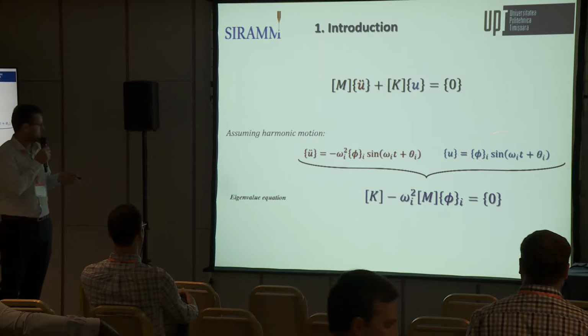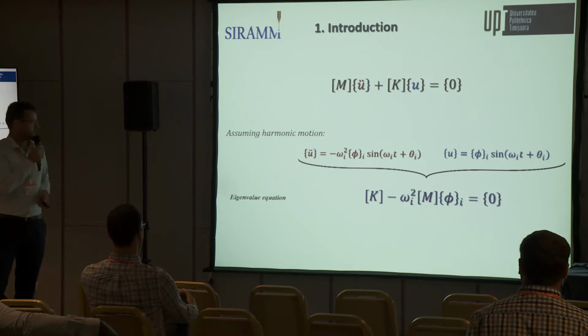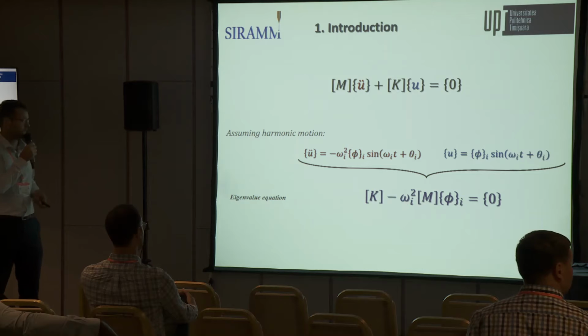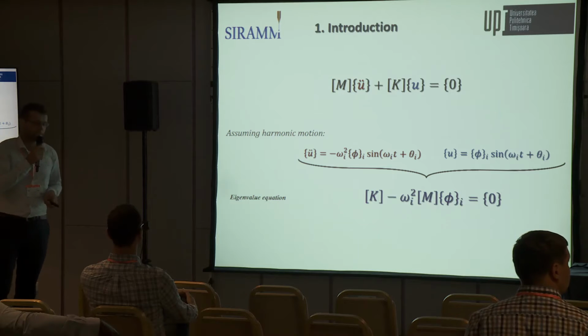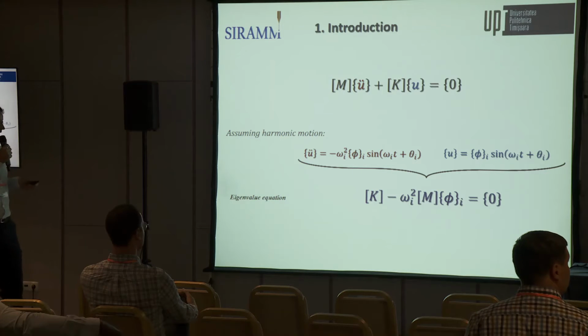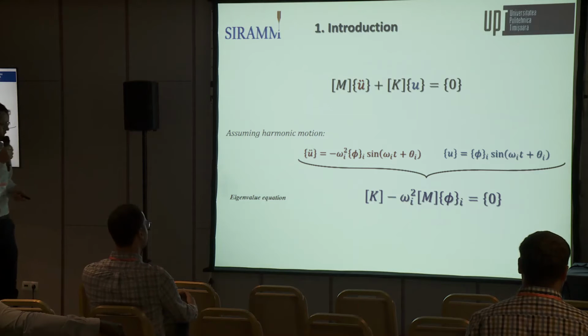Here is the equation of motion, undamped, where m is the mass, k is the stiffness matrix, and U is the displacement. If we introduce the displacement and the second derivative of displacement in the general equation, we receive the eigenvalue equation.